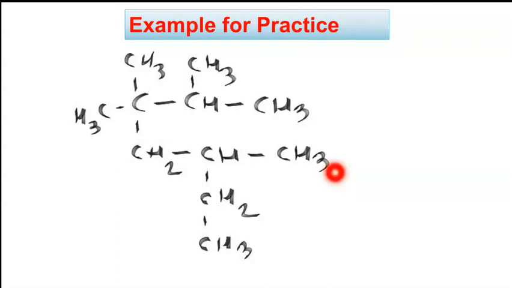Here is an example for practice. You can make your own practice to identify the primary, secondary, tertiary and quaternary carbon atoms. So make your own practice and try to solve the structure.